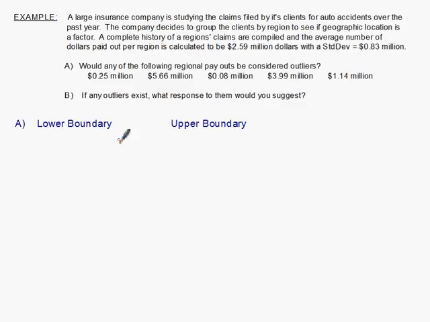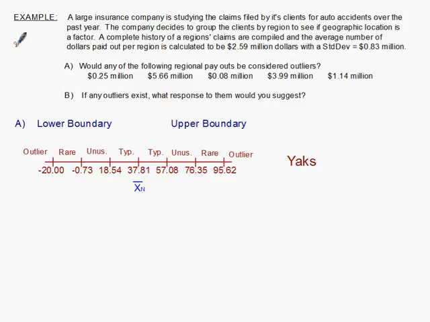So what we need is lower and upper boundaries for outliers. If you remember our yak example, I'm just going to pull this back up. We have our typical, unusual, rare, outlier. Well, we're just trying to identify outliers, so all we need are those particular boundaries. We actually don't care about anything really in between.